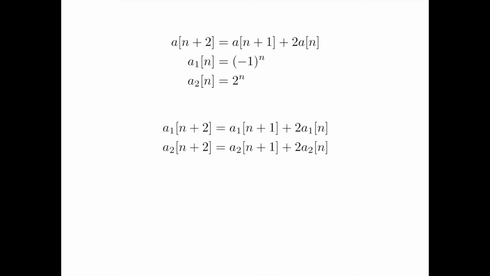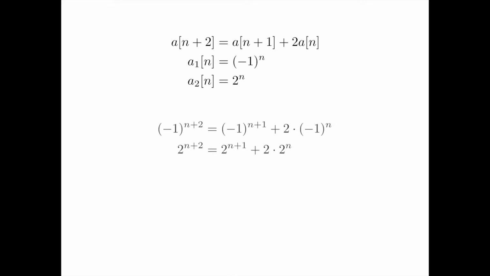So we'll plug in our particular sequences. And then on the top line, we're going to factor out a minus 1 from the first term, and on the bottom line, we're going to combine the 2 into the 2 to the n. Now we're going to combine like terms. And now we're going to rewrite the 1 as minus 1 squared. And then on both lines, we're going to add exponents. So since the left-hand side is equal to the right-hand side, our two particular solutions do indeed follow the recurrence relation.